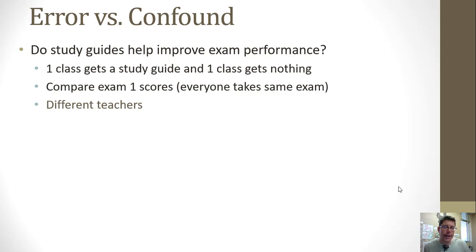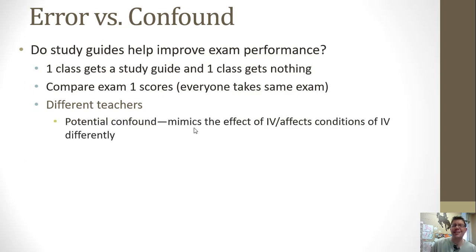So the first thing, let's say we have different teachers teaching the two classes. We run our study and get the results and find out the study guide group does better on the exam than the non-study guide group. Is the different teachers in the class an error or a confound? In this case, it's a potential confound. It might mimic the effect of the independent variable or affect the conditions of the independent variable differently.